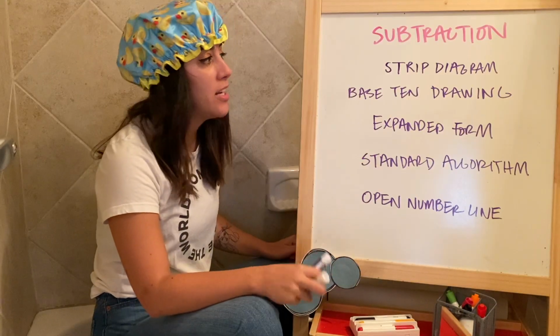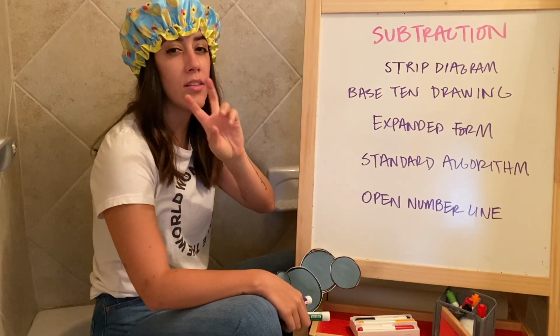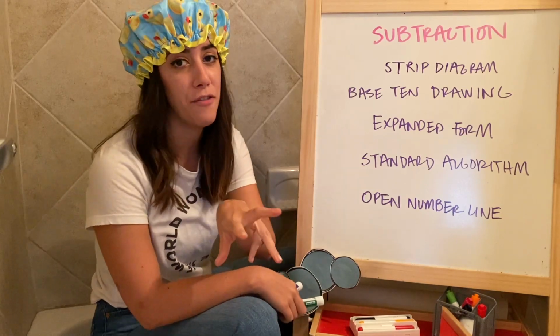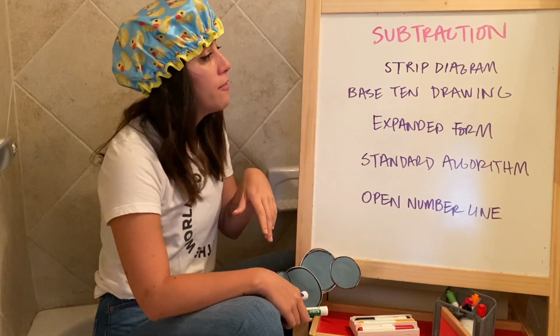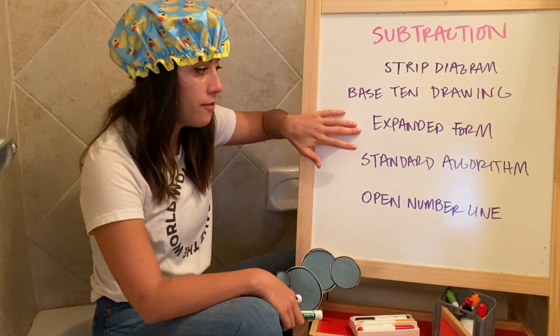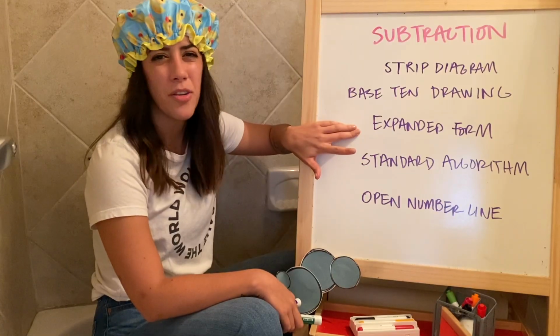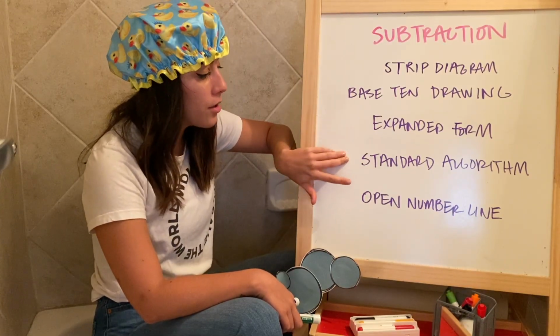Okay, subtraction. Some of the same strategies. It's going to look just a little bit different. I will do a different problem for our practice, but strip diagram, base 10 drawing, expanded form, all totals, because that would be really, really tricky. I actually don't know how that would work, but standard algorithm again.